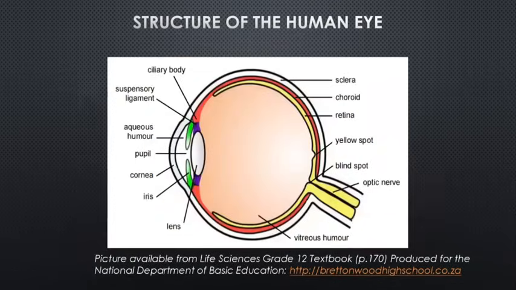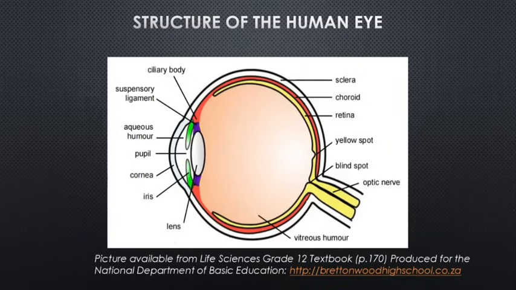Now, let us look at the cross-section of the eye. There are so many parts of the eye that you're supposed to know, but they're not that hard. It's not actually a big deal for you to know them. They're very simple. You just need to know where each structure is situated or located.